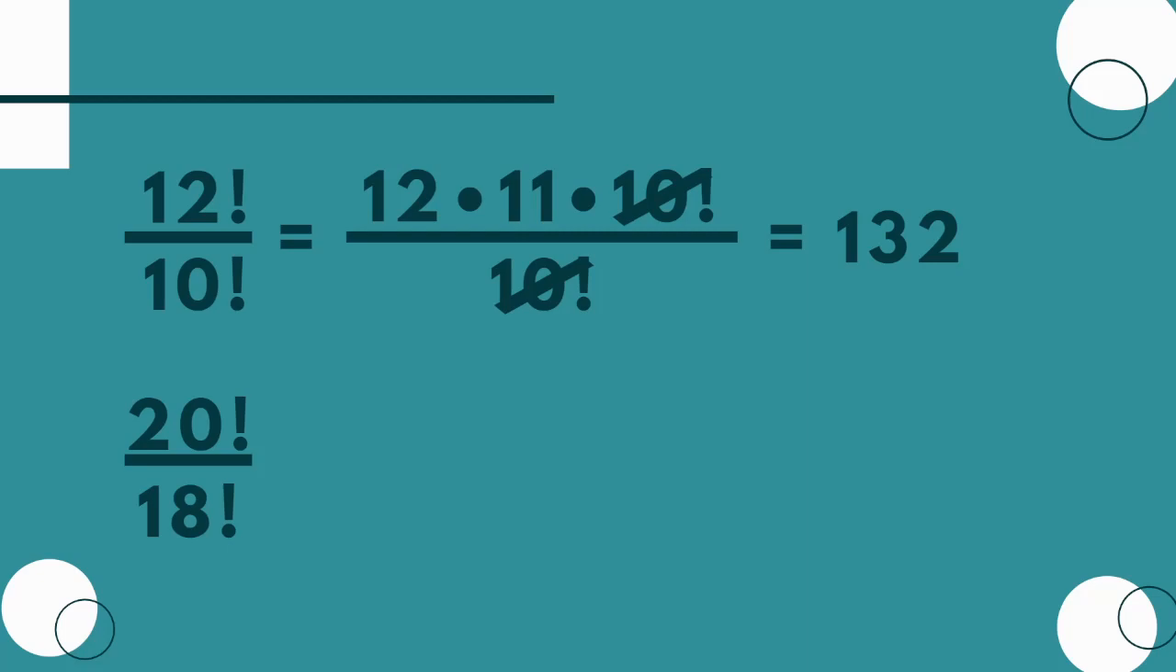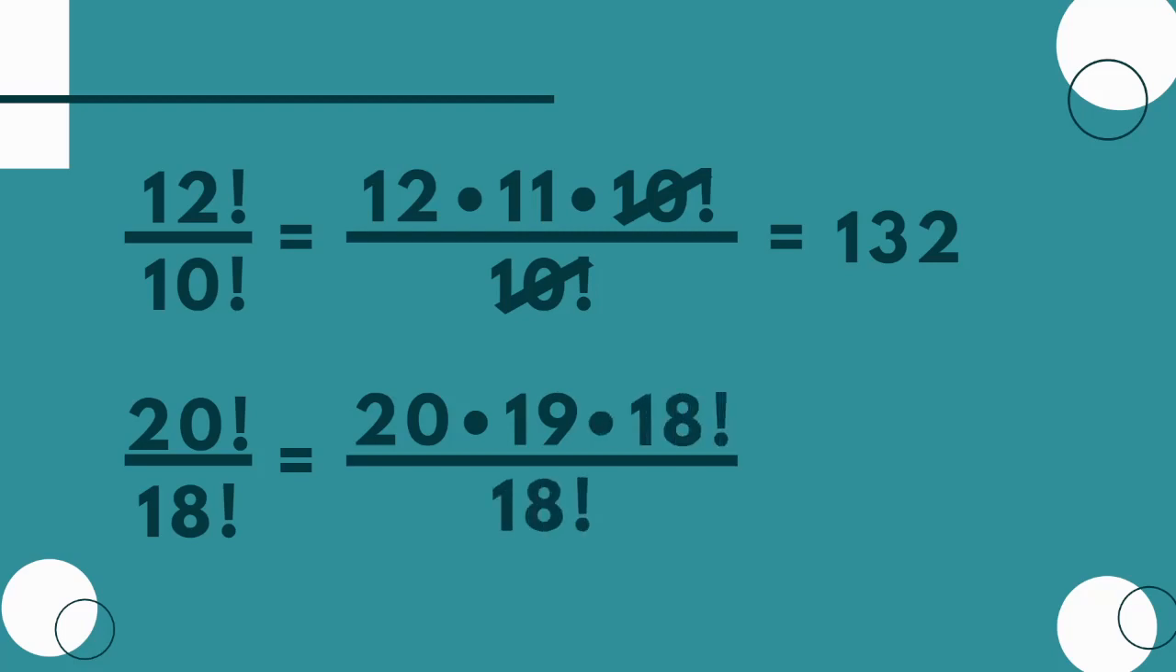Same process for the last item, which is 20 factorial over 18 factorial. So, 20 factorial over 18 factorial is equal to 20 times 19 times 18 factorial over 18 factorial. Cancel both 18 factorial, then you get 20 times 19. So, 20 times 19 is equal to 380.